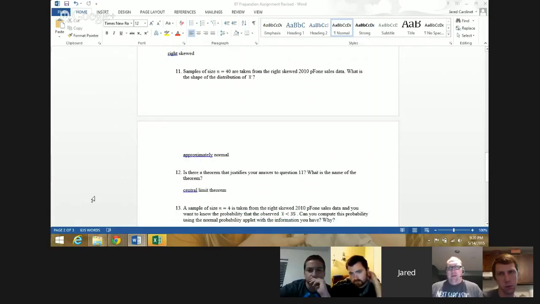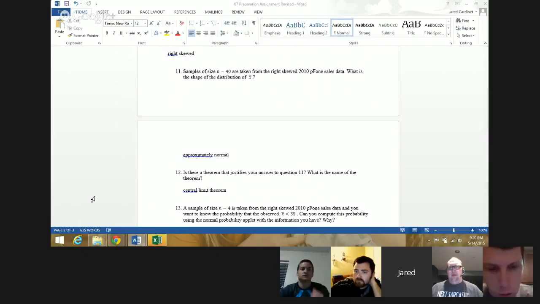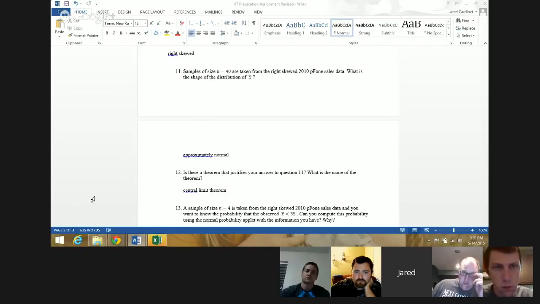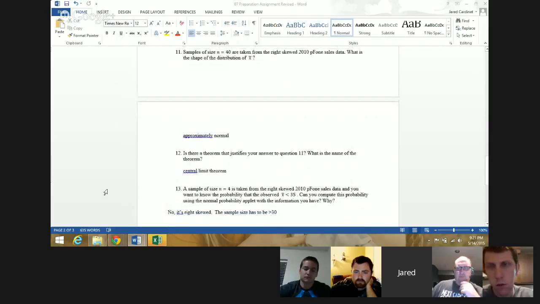A sample of size n equals 4 is taken from the right skewed data, and they want to know the probability of less than 35. Can you compute this probability using the normal probability applet with the information you have? Why? The answer is no. You have a right skewed parent data, which means you have to have at least 30 sample size in order to get a normal distribution to calculate this. Cool.